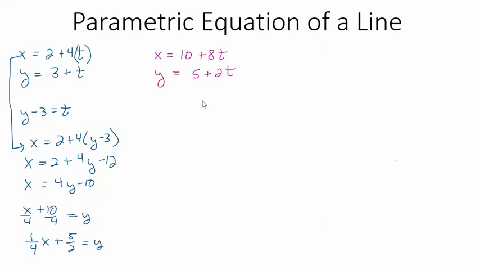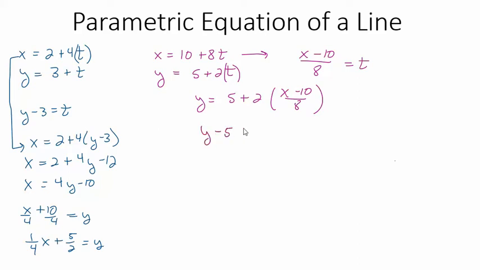Let's solve the x one for t. All right, so we get, what do we get? x minus 10 divided by 8. That's t. So I'm going to put that in here. So that's going to give me y equals 5 plus 2 times x minus 10 over 8. Oh, let's see. We could subtract the 5 over. I don't know. We could reduce that. Whatever suits your fancy. Multiply both sides by 4.